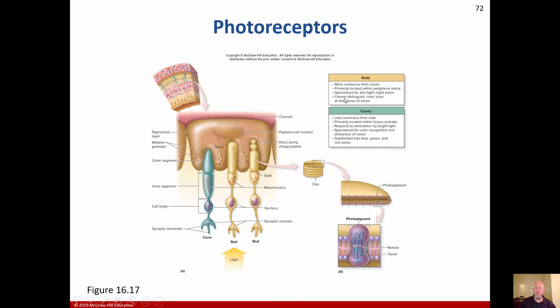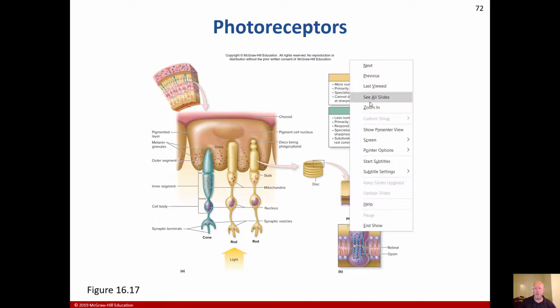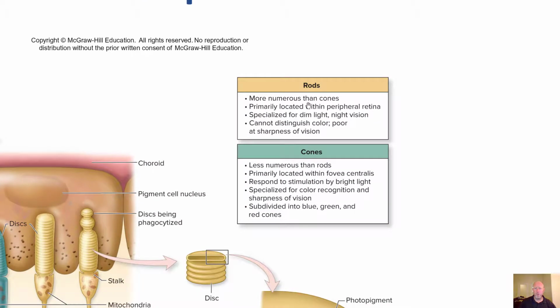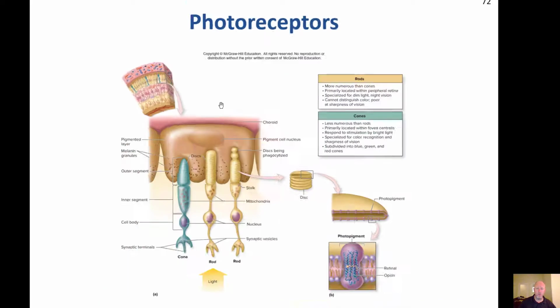It's kind of cool, noting here the same detail that you need to know, less the image. The image is not going to be there, but certainly this content right here you should know. The rods are more numerous, primarily located in the peripheral retina, specialized for dim light and night vision, can't distinguish color, and have poor sharpness of vision. The cones are less numerous, located in the fovea centralis. They respond to stimulation by bright light for color recognition and sharpness of vision, and they're subdivided into blue, green, and red cones to see different frequencies.